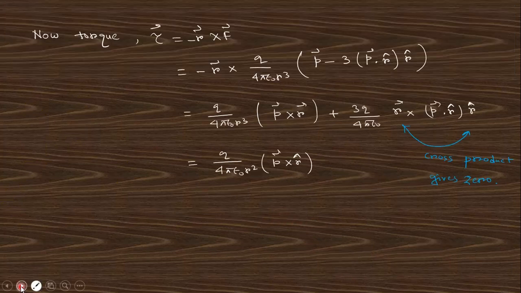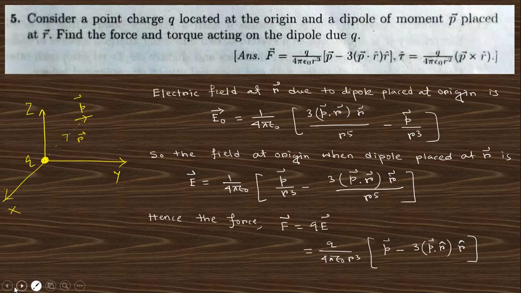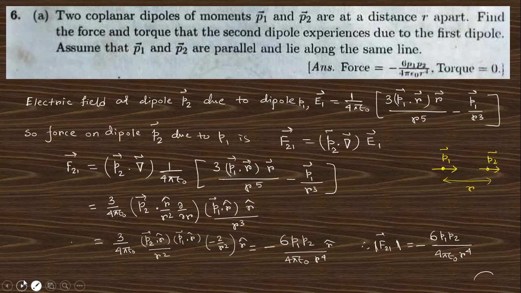Now you need to find the torque. Torque is r cross F. So r cross this. If you separate it out, this is r cross p cross r, and this is r cross r. So r cross r will give you 0. So you will get this expression. This is the expression of the torque due to this arrangement. Go to the next question.